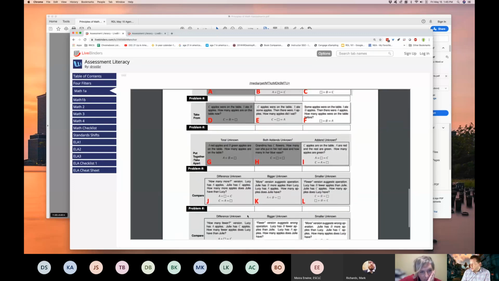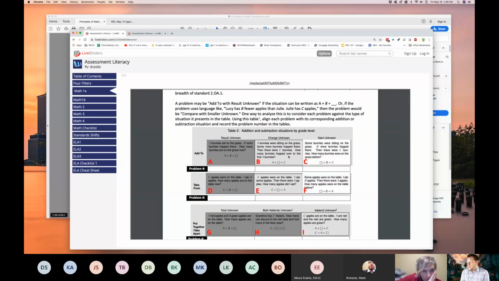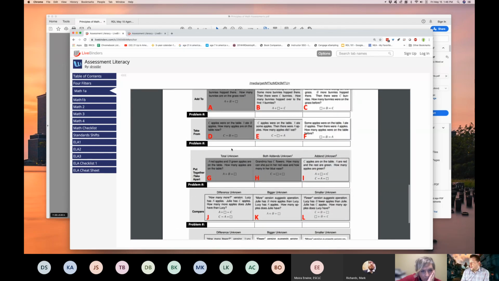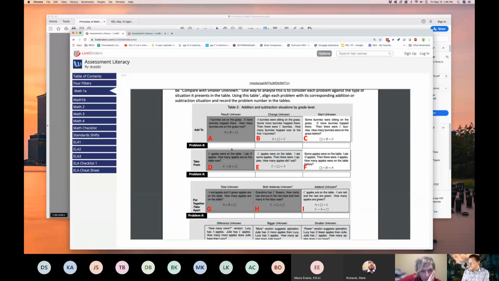There's a reason why we do that. This table represents the only possible ways that we know psychometrically to write an addition and subtraction problem. That's it. There's no other ways to do that. And if you look and you count through, if my math is correct, I believe there are 15 ways to write that when it's all said and done.